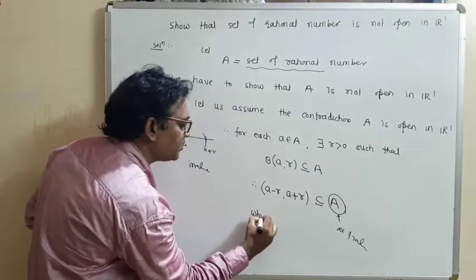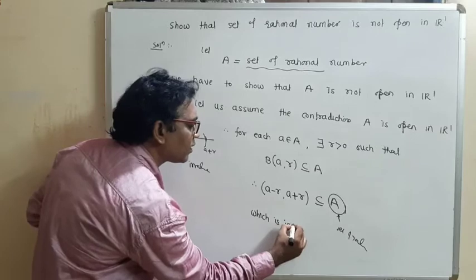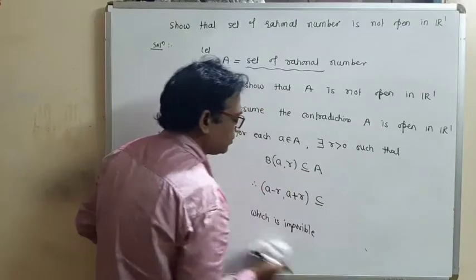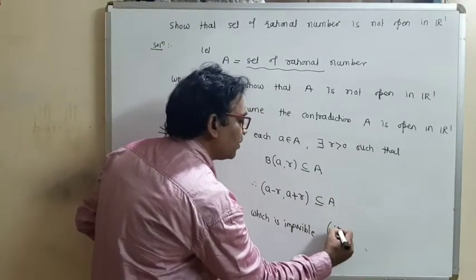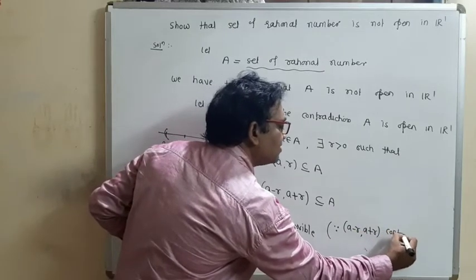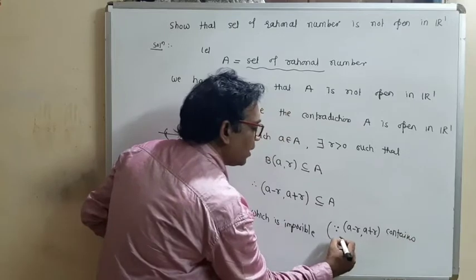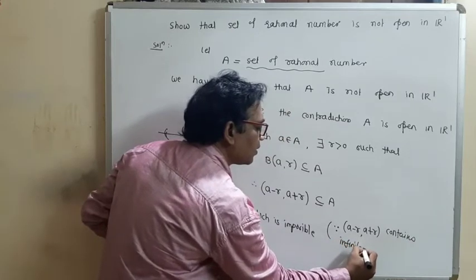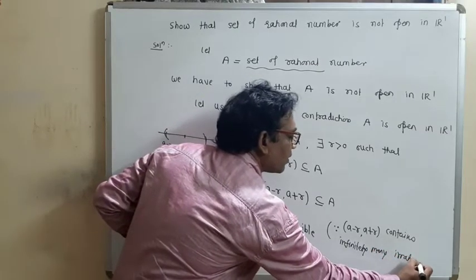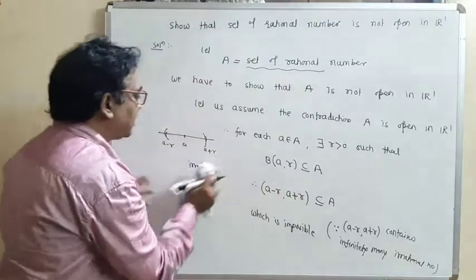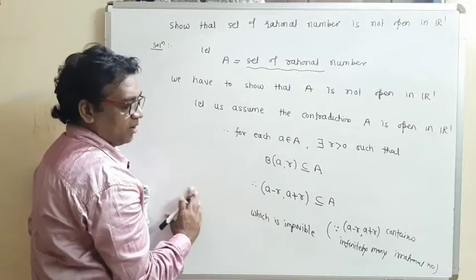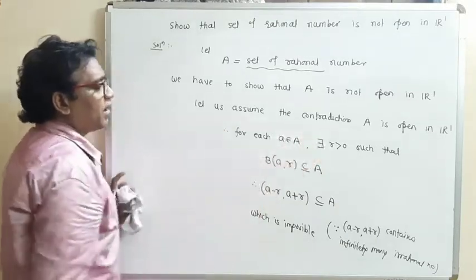So right here, this is impossible. The reason is that this interval a minus r to a plus r contains infinitely many irrational numbers. So this left-hand side contains many irrational numbers, so this can never be a subset of that particular set. So this is impossible. That means our assumption is wrong.